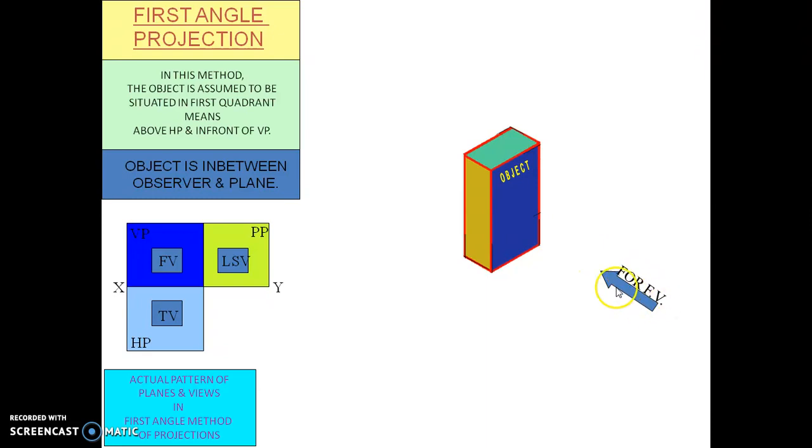For front view, we are looking from here. For getting the front view, we are extending or projecting these edges onto VP: first, second, third and the fourth edge.